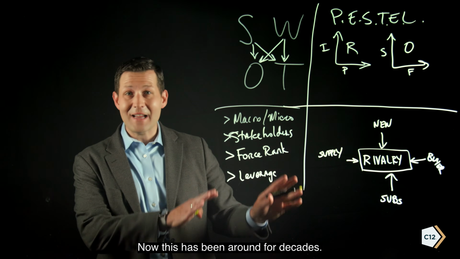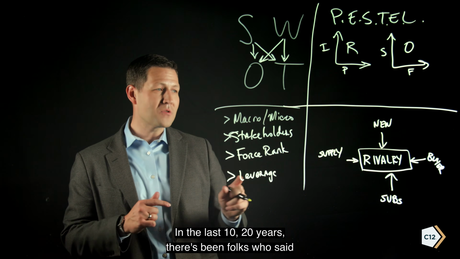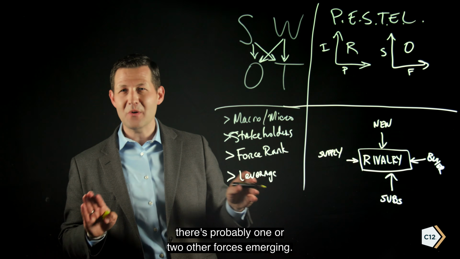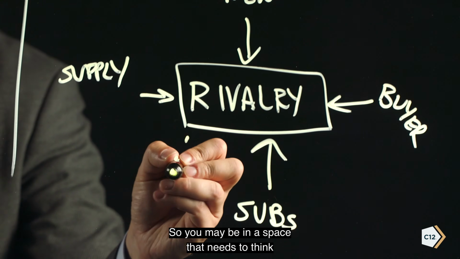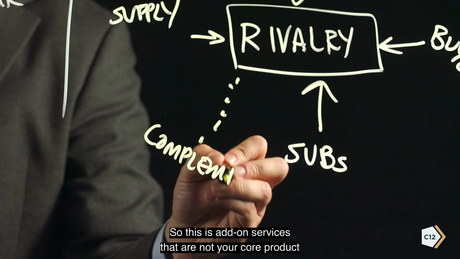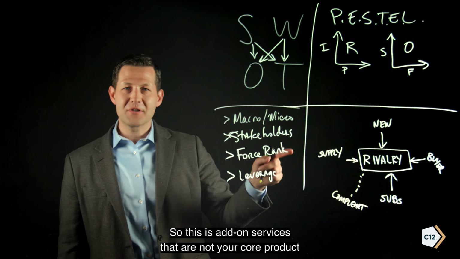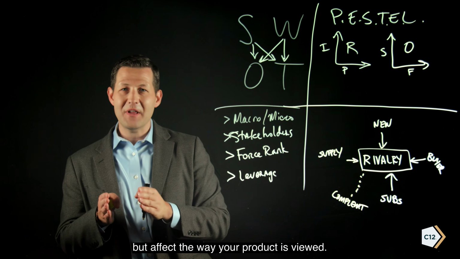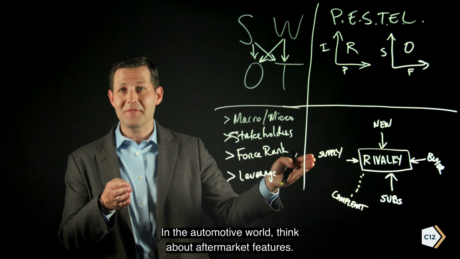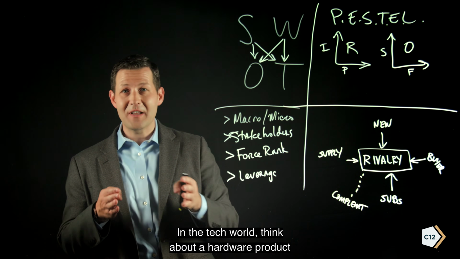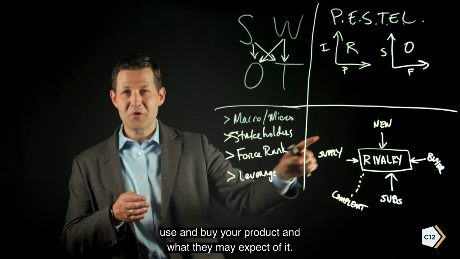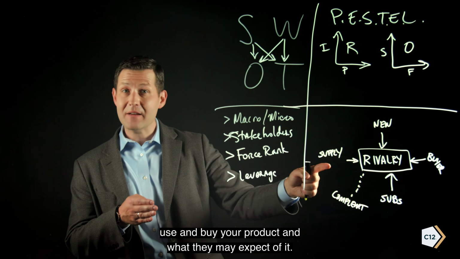Now, this has been around for decades. In the last 10, 20 years, it's been folks who said, well, these 5 forces are still universally true. There's probably 1 or 2 other forces emerging. So you may be in a space that needs to think about what's called complementers. So this is add-on services that are not your core product, but affect the way your product is viewed. In the automotive world, think about aftermarket features. In the tech world, think about a hardware product where software is actually changing the way customers use and buy your product and what they may expect of it.